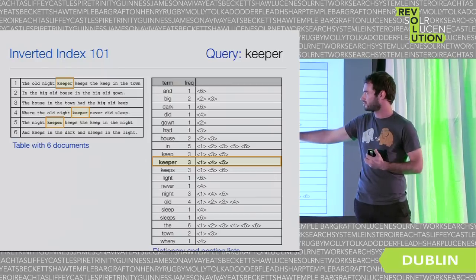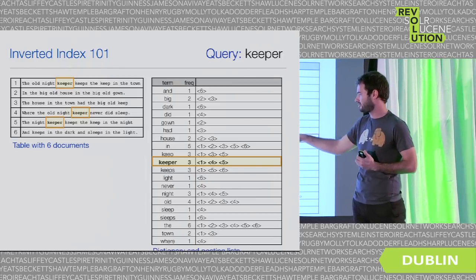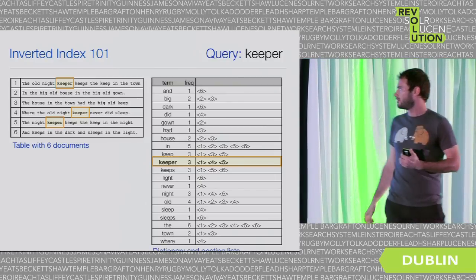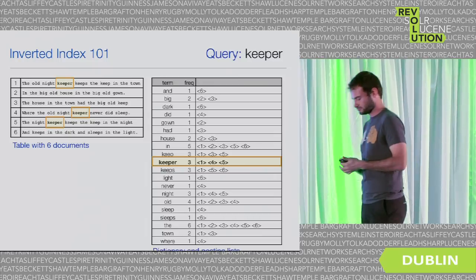You find the word keeper in the dictionary. It's sorted, or it could be a hash table in Earlybird's case. Find it quickly. Look at the posting list, and it tells you which documents it occurs in. The term occurs in documents 1, 4, and 5.